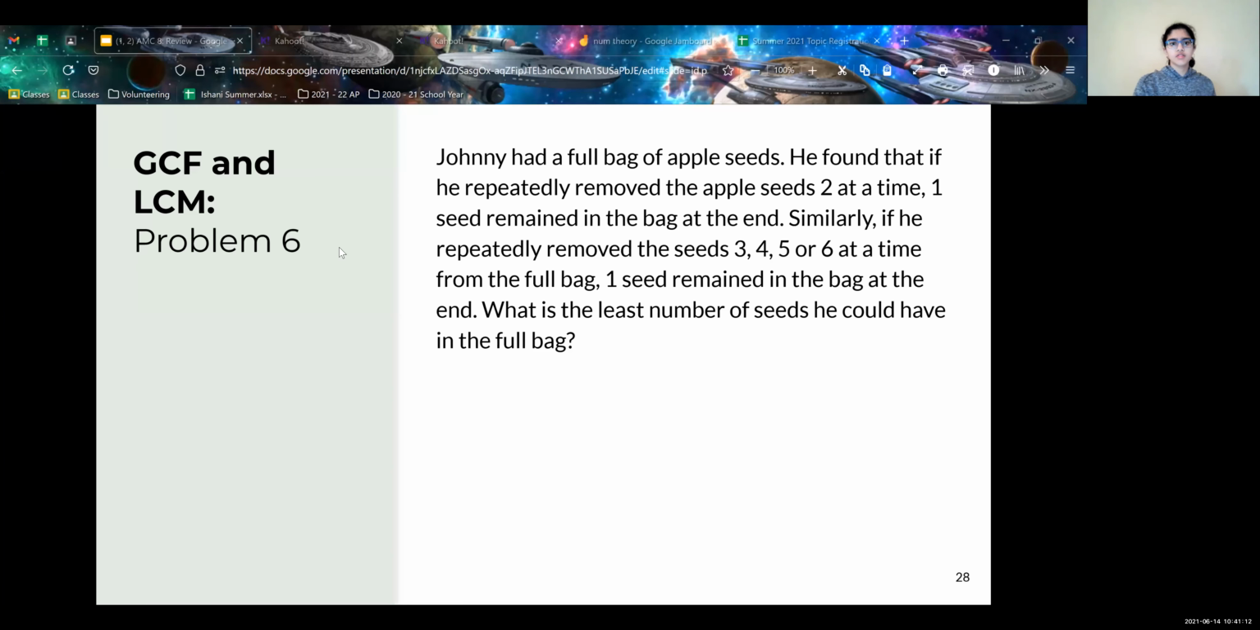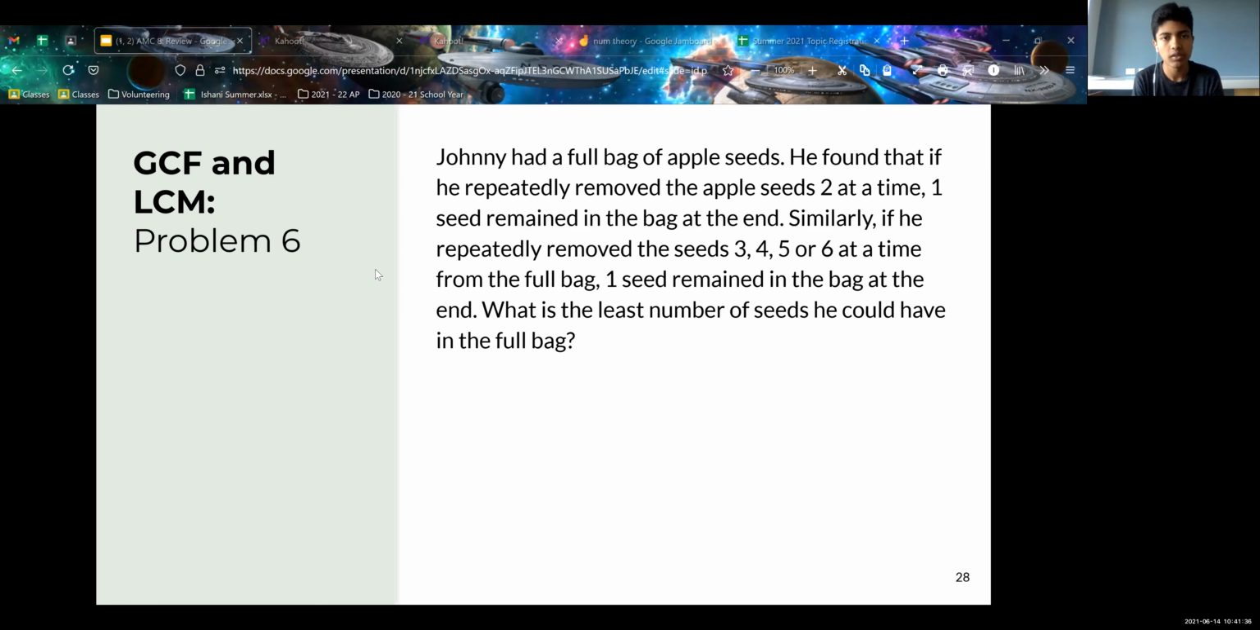Okay. Rashad, yeah, so Johnny had a full bag of apple seeds. He found that if he repeatedly removed the apple seeds 2 at a time, one seed remained in the bag at the end. If he repeatedly removed the seeds 3, 4, 5, or 6 at a time from the full bag, one seed remained in the bag at the end. What is the least number of seeds he could have in the full bag?